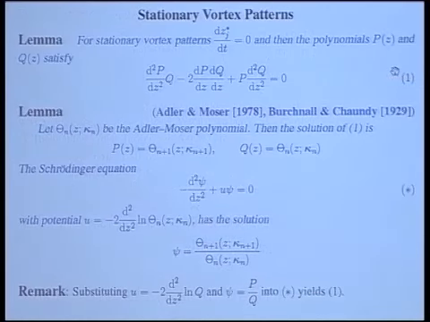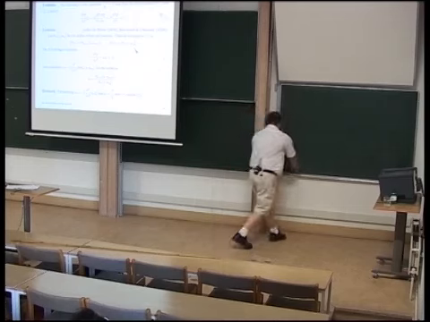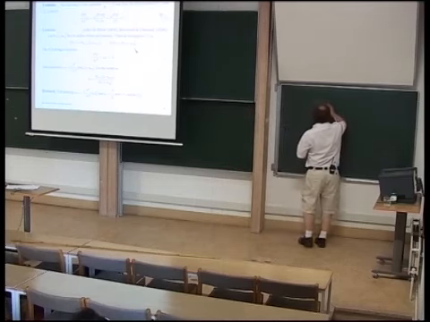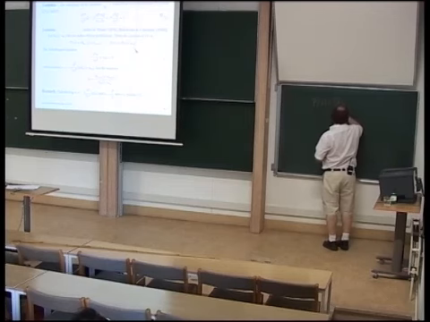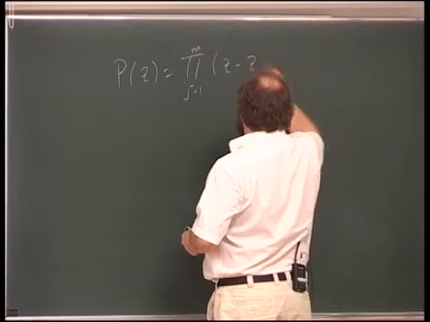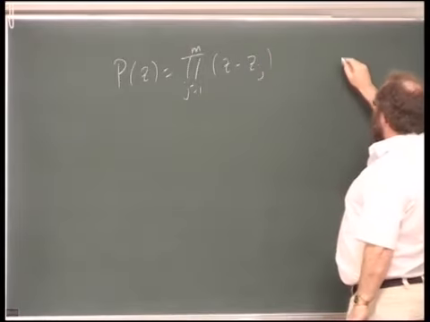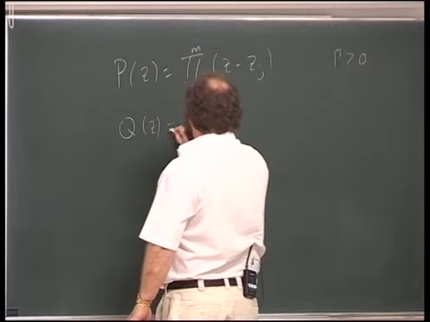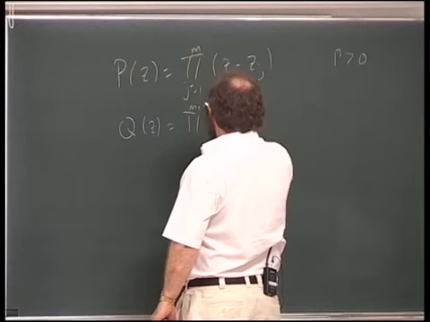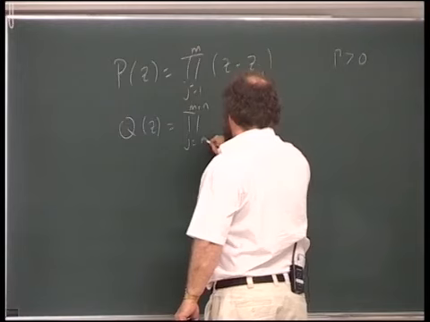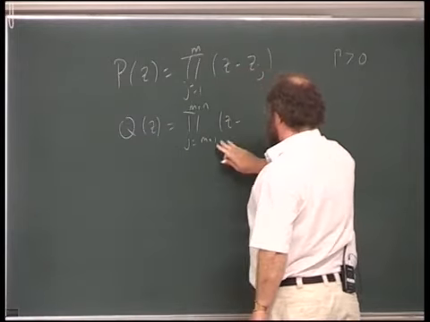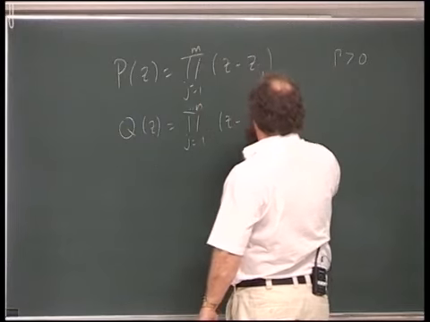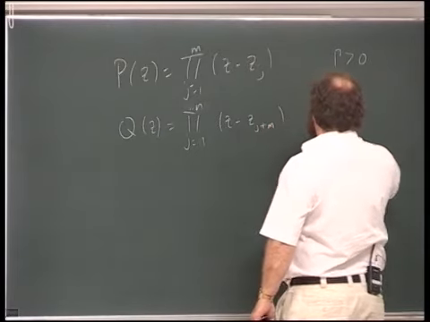So what about stationary vortex patterns? Remember that P is the product of the polynomial where you have the positive circulations, and Q is the polynomial where you have the negative circulations.